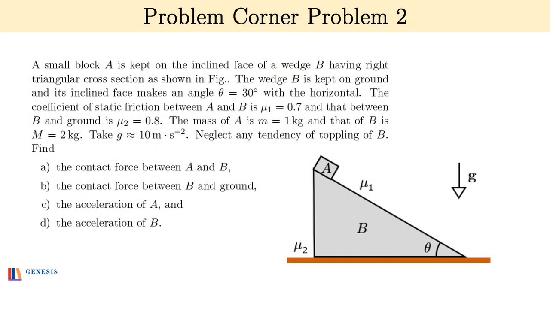Hi there. Welcome to the second problem in the Problem Corner playlist of the Genesis YouTube channel. This problem involves a block placed on a wedge with friction at all contacts. The problem goes like this.